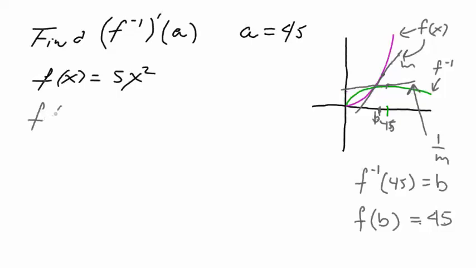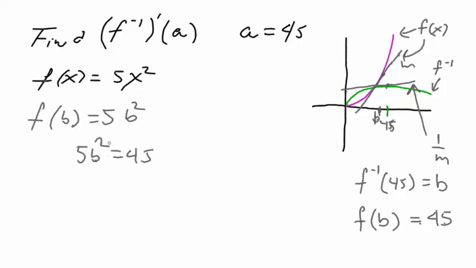So f of b is equal to 5b squared. Now take this and set it equal to 45, right? 5b squared is equal to 45. Okay, that's what this means right here. We're setting all of this equal to 45. Now we need to solve for b.